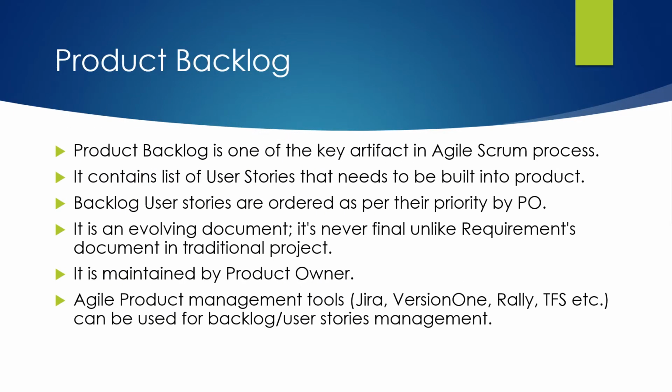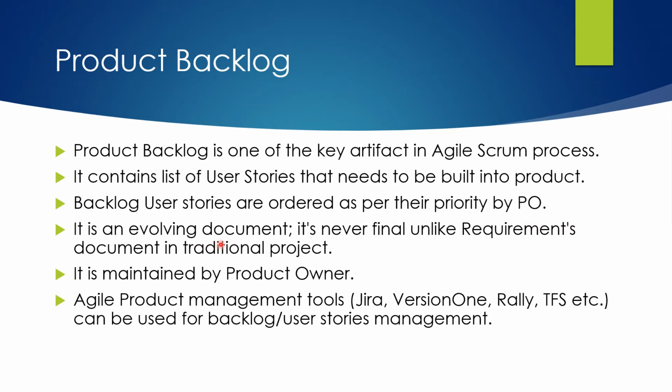So what is a product backlog? Product backlog is one of the key artifacts in the Agile Scrum process. In one of my earlier videos, where I defined the Scrum process using 4 threes, I mentioned that there are 3 key artifacts used in the Scrum process. We have the user story, the product backlog, and then the sprint backlog. The backlog contains a list of user stories that need to be built into the product, and the backlog user stories are ordered as per their priority defined by the PO. The product owner is solely responsible for managing the backlog, creating the user stories, defining their order, and defining their priority.